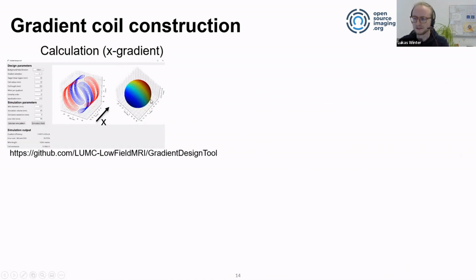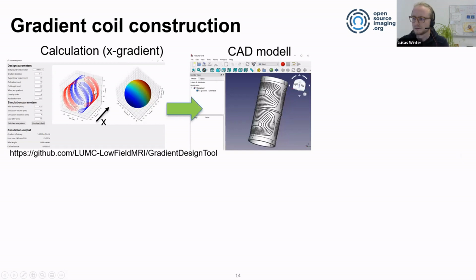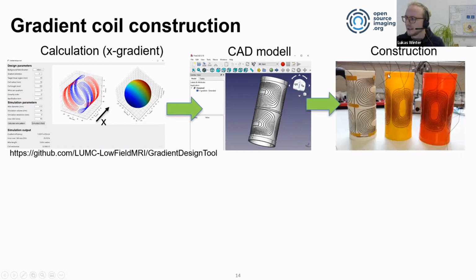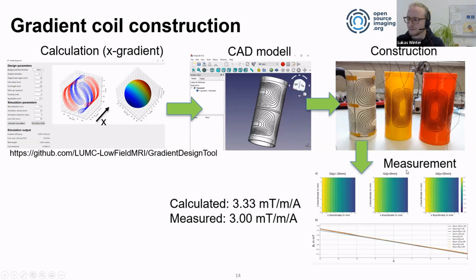So you basically calculate the fields. Then from that, you can make the cut model. So this is FreeCut, for example, also an open source software. And then you can make your construction. And if you compare these measurements to the calculated fields, this looks pretty good.